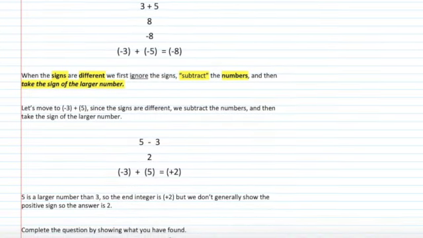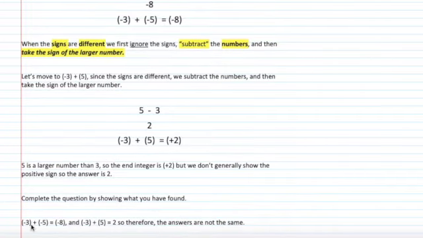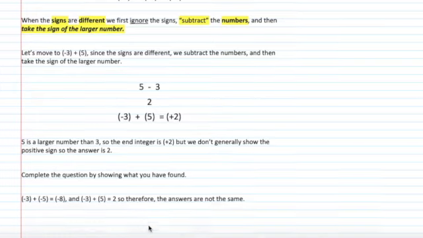Complete the question by showing what you have found. So -3 plus -5 equals -8, and -3 plus 5 equals 2. So therefore, the answers are not the same.